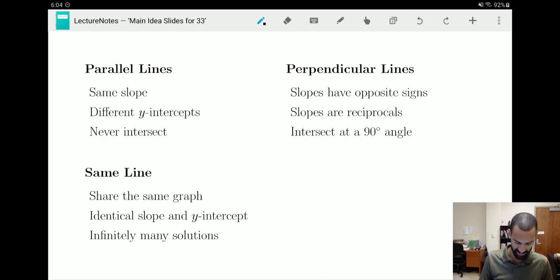And then last, same line. They share the same graph. The slope and the y-intercept are identical. So therefore you have an infinite number of solutions because they intersect everywhere.